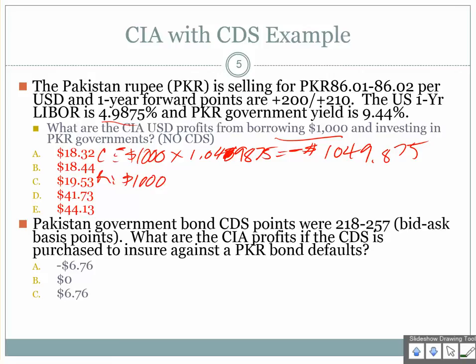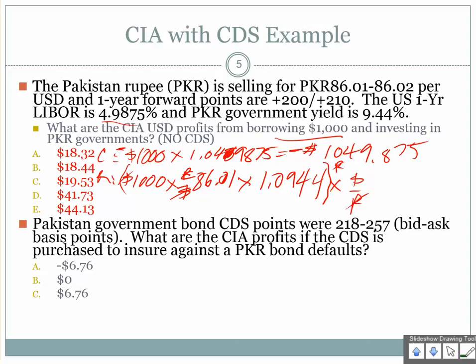The revenue of this strategy: I'm going to take my $1,000, and the first thing I'm going to do is buy rupees. My rupee per dollar exchange rate is 86.01, so I get 86,000 rupees. I invest those rupees at 9.44%. That's going to give me 90-some thousand rupees next year. This is the proceeds from the rupee bond, in rupees. So I'm also going to enter into a forward contract to convert it back to dollars.